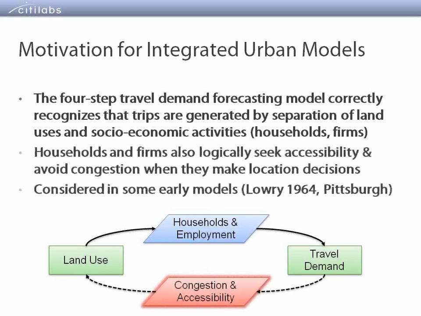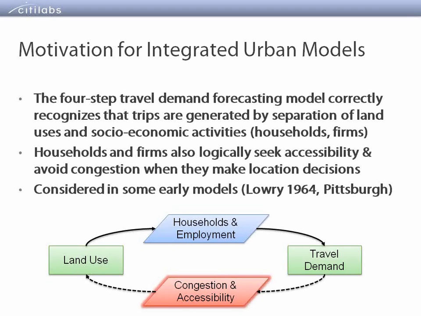However, households and firms also logically seek accessibility, meaning access to the destinations they most desire to travel to, and avoid congestion when they make location decisions. This is a fairly intuitive principle, and it's long been recognized in the transportation and land use planning field. It's been considered in some early models. This is not a new idea. Dating back to almost the beginning of computerized transportation and planning models, we've had some recognition of this. Lowry was one of the first in 1964 in Pittsburgh.